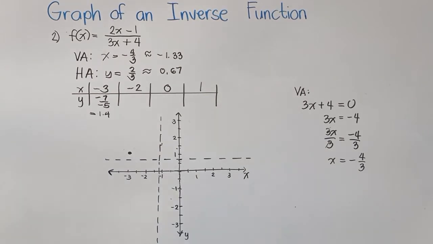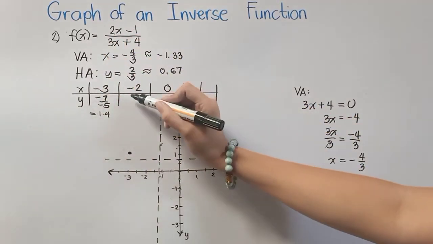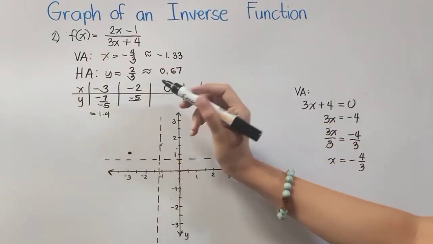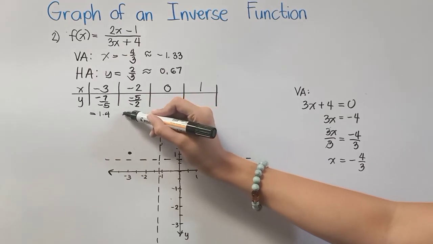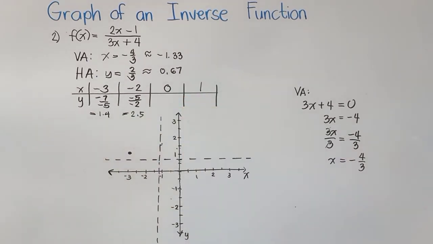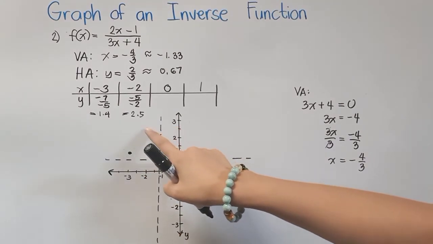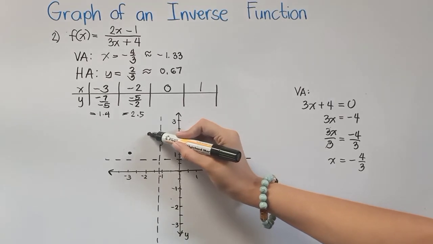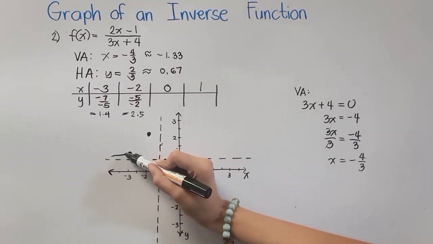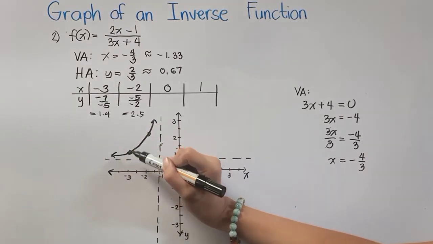Next, let us substitute negative 2. Negative 2 times positive 2 is negative 4 minus 1. So it's negative 5. And then 3 times negative 2 is negative 6 plus 4. So it's negative 2. Now this is positive 2.5. Let us plot it. We have here negative 2 and then positive 2.5. We can create a curve here. Again, remember not to touch the asymptotes. Okay, so this is our first graph.